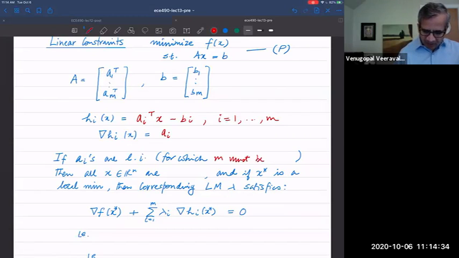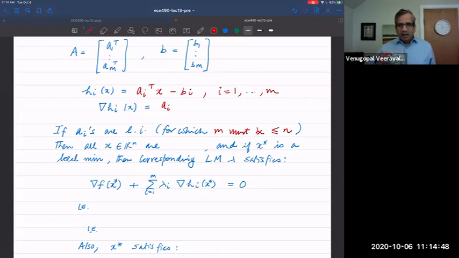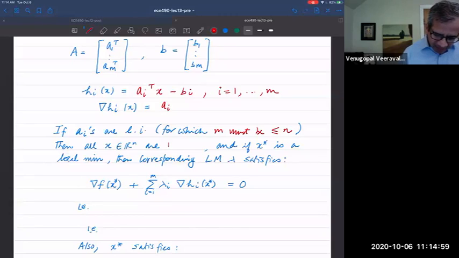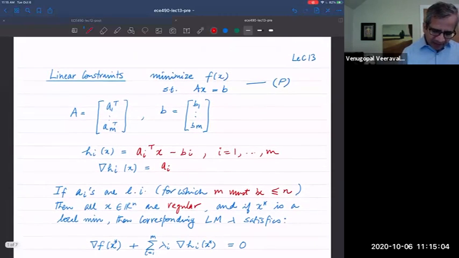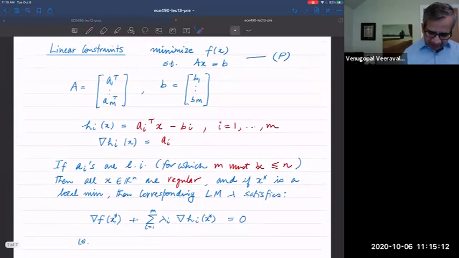And we already know this from our existence of Lagrange multipliers. So let's say m is less than or equal to n, and if the a_i's are linearly independent, then all x belonging to R^n are regular, right? Because this gradient is not really a function of x. It's just a_i. So if the a_i's are linearly independent, the gradients are going to be linearly independent for all x. So all x are regular in this case.